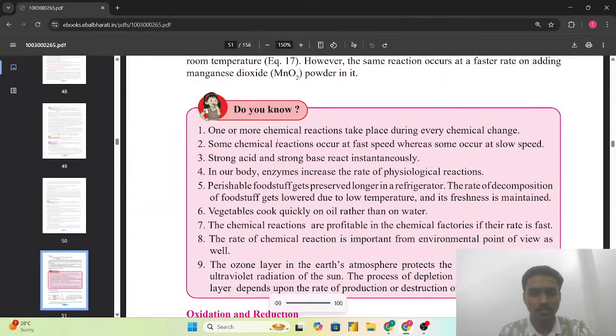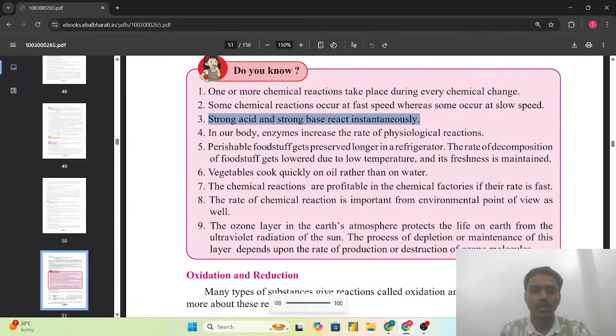Next, here we have the 'Do you know' section. First, one or more chemical reactions take place during every chemical change. Some chemical reactions occur at a fast speed whereas some occur at a slow speed. Strong acid and strong base react instantaneously. In our body, enzymes increase the rate of physiological reactions.